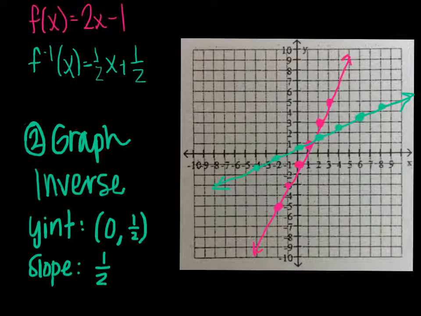There is the original function, and the mint colored function is the inverse. And it also is a function because it passes the horizontal line test.